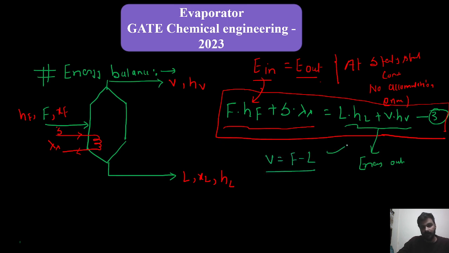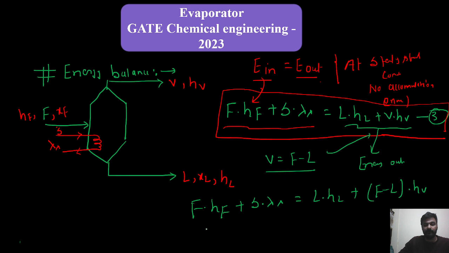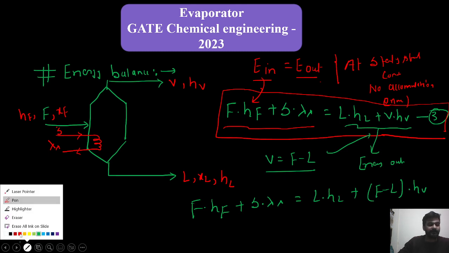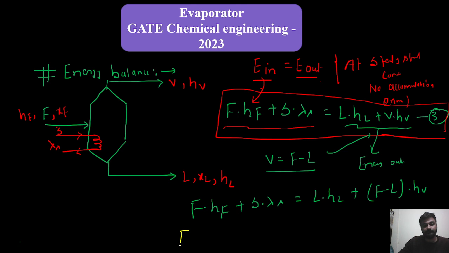minus L? So now if we substitute V over here, can I write F into HF plus S into lambda S, that is equal to L into HL plus V, we can write F minus L, into HB, right? So again, we'll proceed this derivation further. So can we write F into HF minus F into HB plus S into lambda S, that is equal to L, and can I write, my dear student, HL minus HB, right?